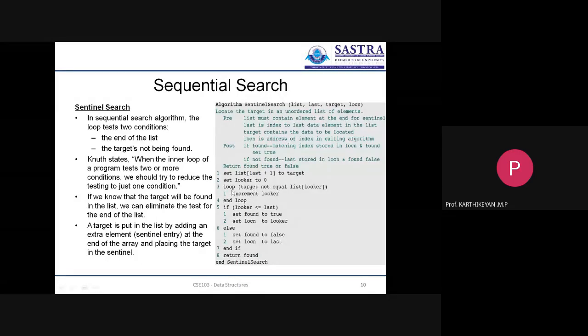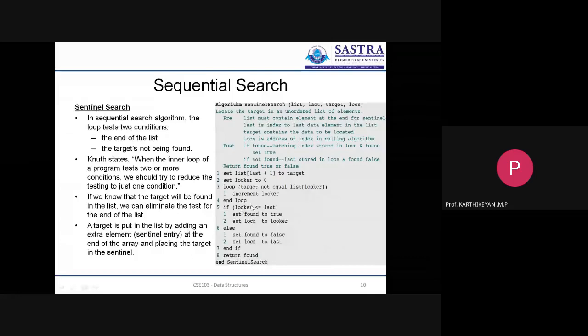When will this loop terminate? If the target value exists before the last element, then this loop will exit. Suppose the target value does not exist in the list. We explicitly inserted it as the last value, so in such a case also the loop will terminate, when the looker becomes more than the last. Now if looker is less than or equal to last, what is the meaning? The target value was found before the sentinel value itself. So we set found equal to true and location equal to looker.